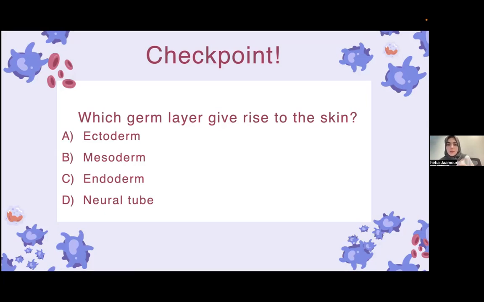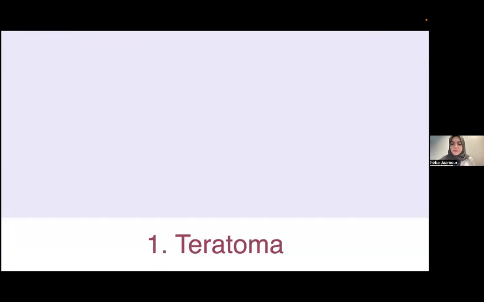Okay, down to the last part of our lecture. Since everything seems very coordinated and organized with genes and different layers and all that, what could go wrong? We'll discuss three topics, and the very first one we're going to go through is the teratoma.